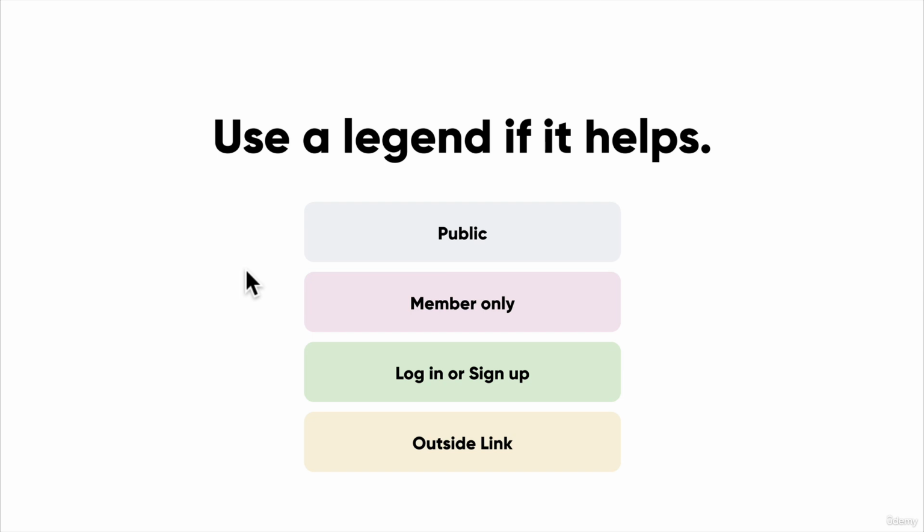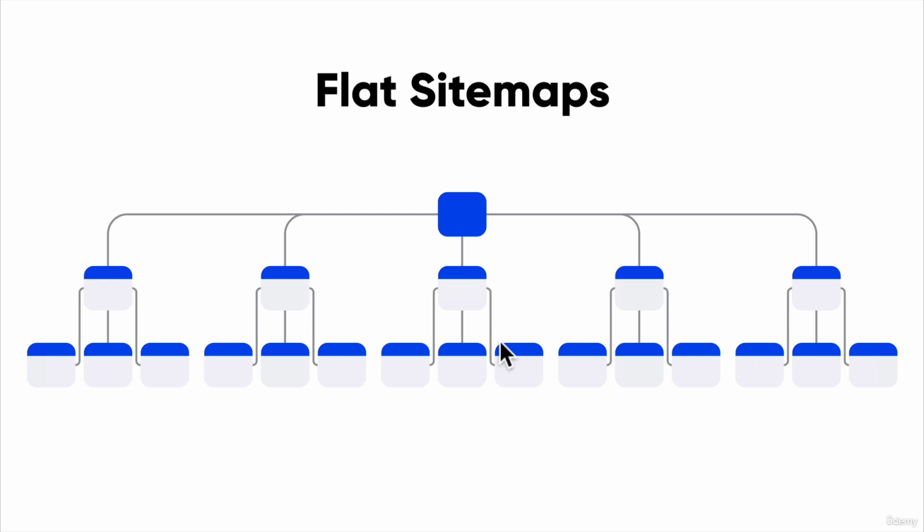Now you could use a legend if you'd like. It's totally up to you. That's another preference. If you're sharing it with a lot of people, it may help if you have a lot of symbols in there. If you have colors, I like to use colors because it helps to signify whether a page is public or member only. So totally up to you. If it really helps to get through what you're trying to say with your product and your sitemap, use a legend. So there are two types of sitemaps.